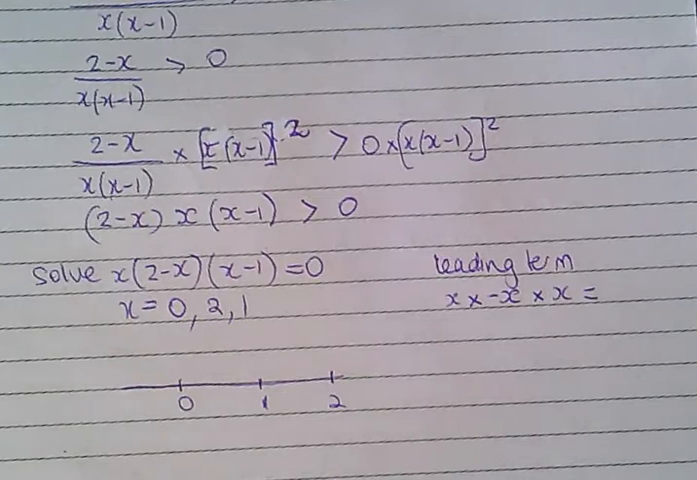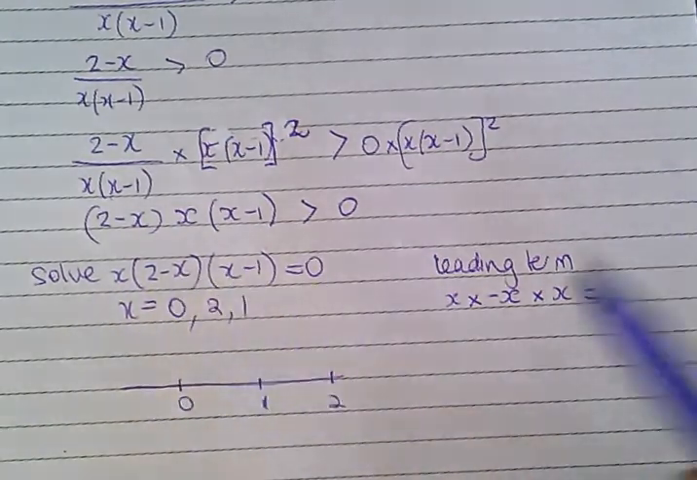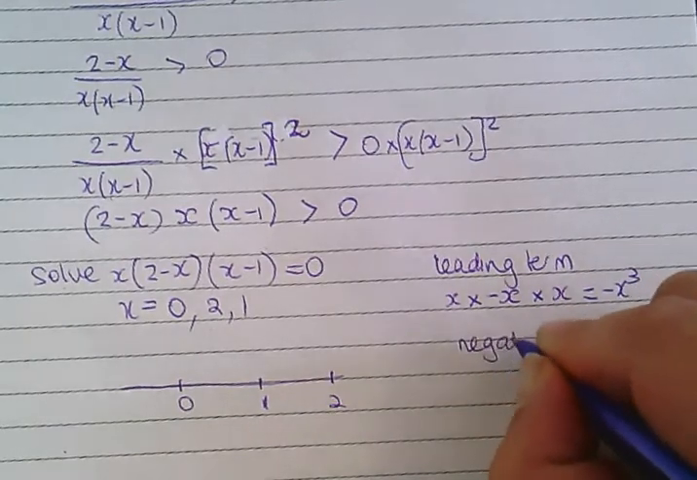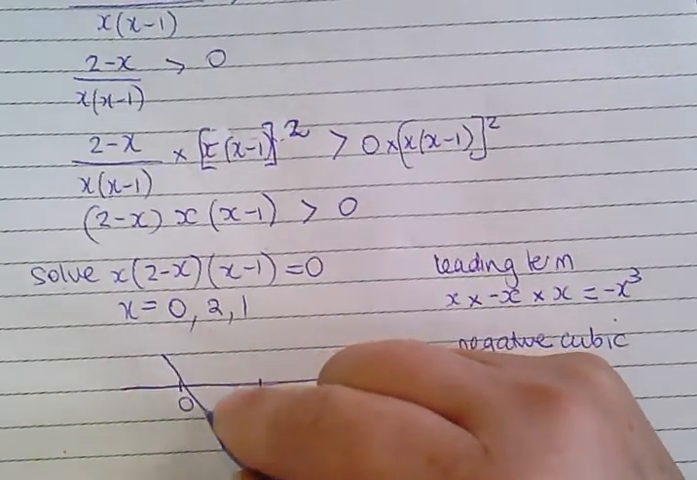I can multiply this whole thing out, but I'm not interested in what all of it is. I just want to know, is this a negative x cubed or a positive x cubed? Multiply the x's. X times negative x times x. That is negative x cubed. This is a negative cubic. So it goes this way.